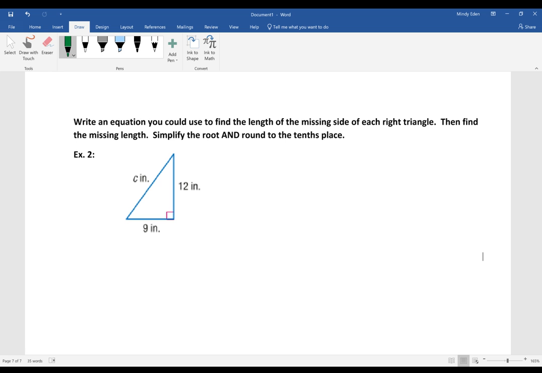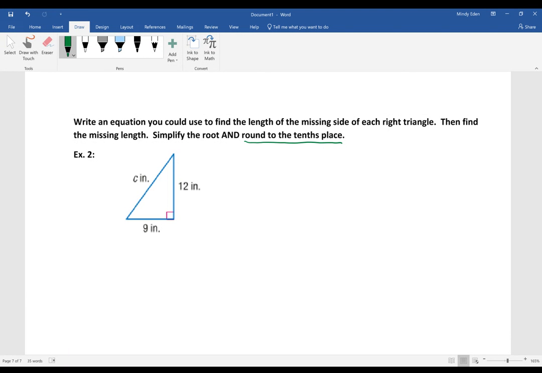All right, so for our second example, it wants us to write an equation that we can use to find the length of the missing side. Then we'll find the missing side and simplify the root. They also want us to round to the tens place, so you can use a calculator.